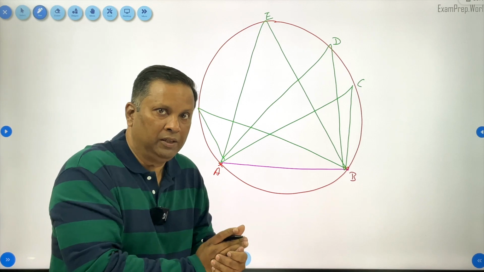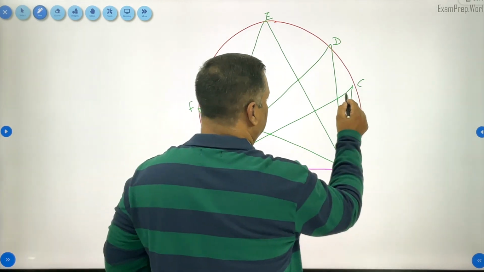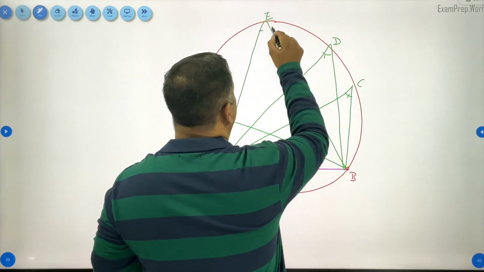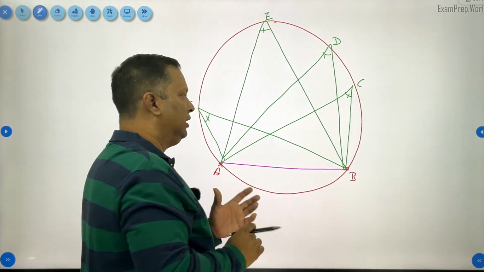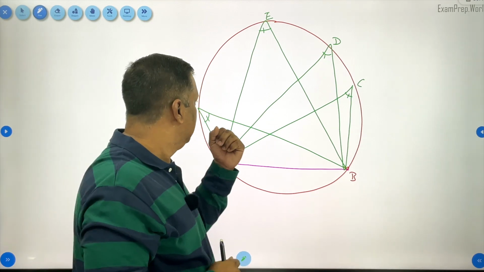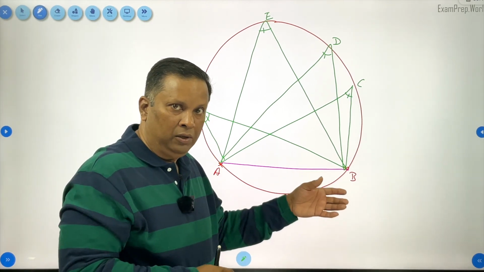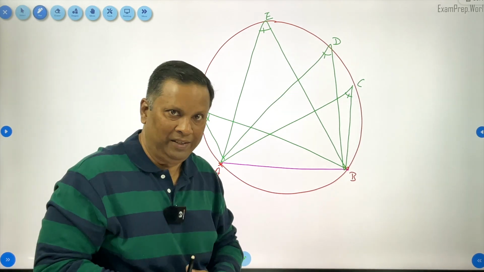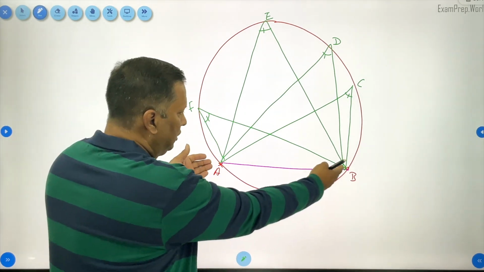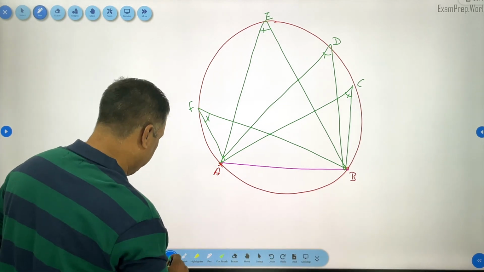Now what's the property? The theorem says all these angles will be equal. You have to remember this. All C, D, E and F: these angles are equal. The theorem says that angles subtended by a chord or an arc on the same segment are equal. Now if this chord subtends some angle over here, they will also be equal. Let me show you.